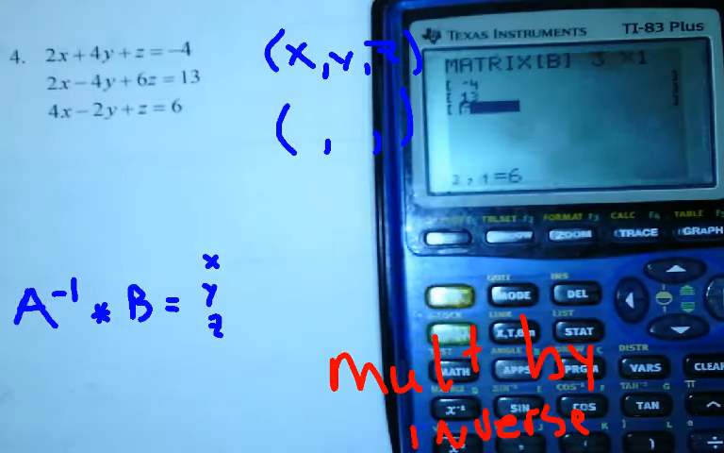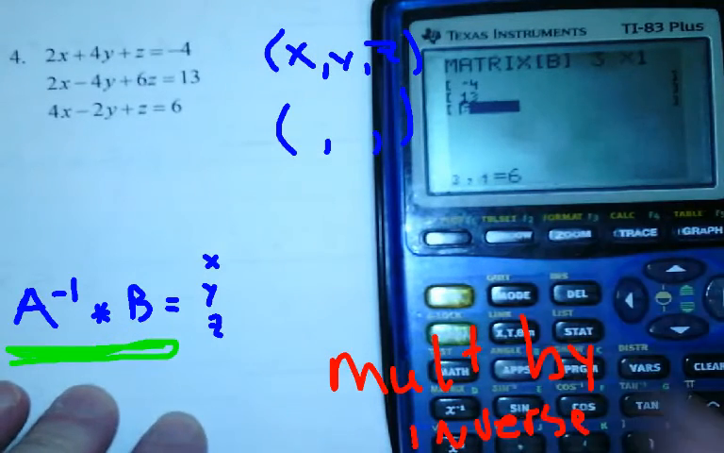Now remember, what we want is to multiply A inverse times B. This is what we want to do right here. If we can do A inverse times B, we're going to get the answers. Then we're going to write them right there, and we'll be happy little campers, right? I hope so. So let's do it again.